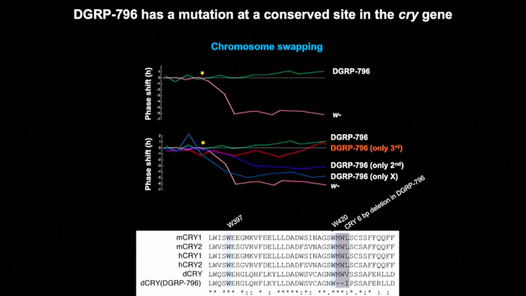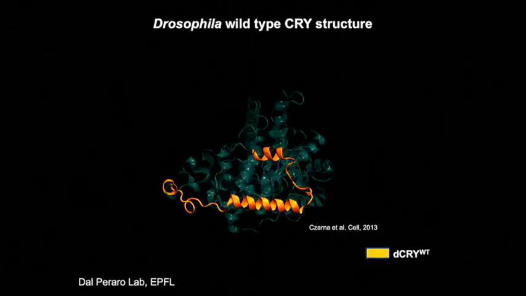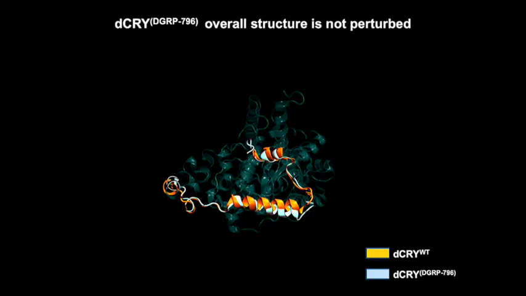But we nonetheless then tried to figure out whether this variation actually has any impact whatsoever, right? And for that we engaged in a very nice collaboration with Matteo Del Perraro's lab at the EPFL, where we looked at the structure of this CRY protein, okay? So this is the Drosophila one, the wild type, right? And now we overlaid it with the one from the DGRP 796. So this is of course simulated. We didn't actually crystallize it, but this is simulated. And as you can see, there is actually no real change. So this was sort of disappointing, okay? So it might not actually lead to anything.